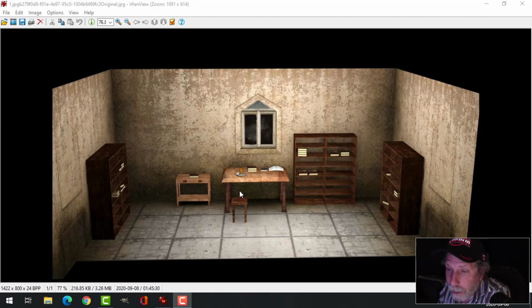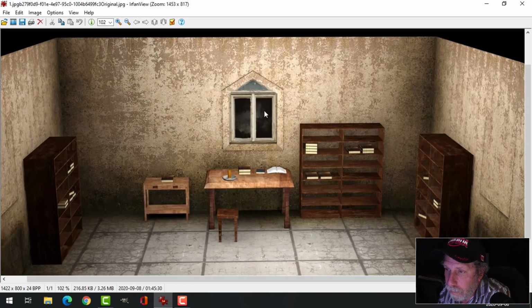All right. What you can see here is we've got a window. We've got some kind of a frame around that window and some paneling here. We've got a table with an open book and some closed books. We've got a candle and a little dish here. There's a stool, a little bench over here with a book on it.